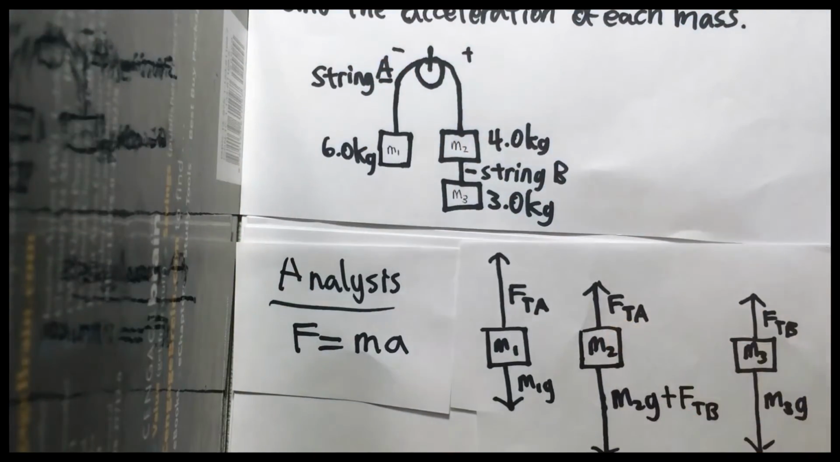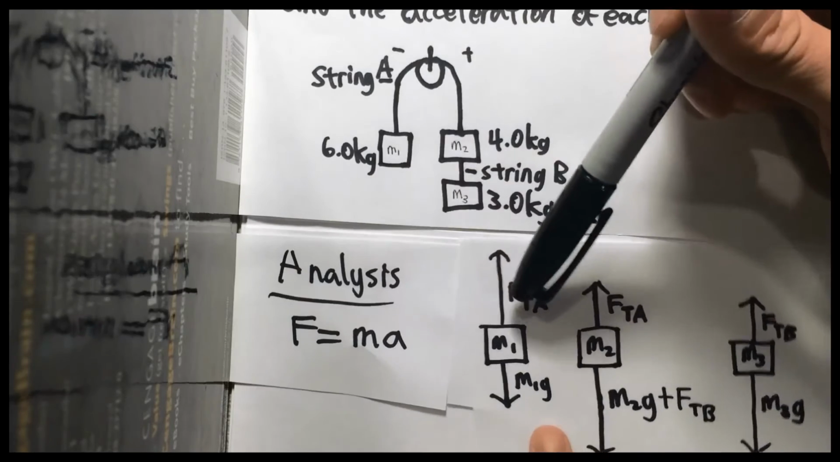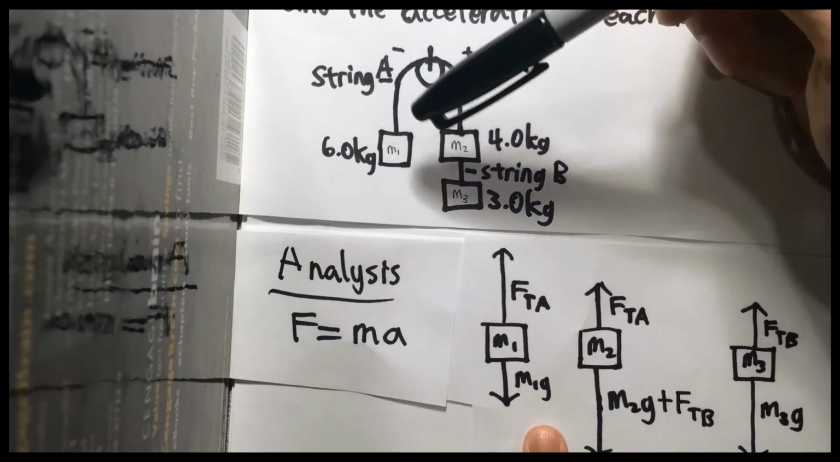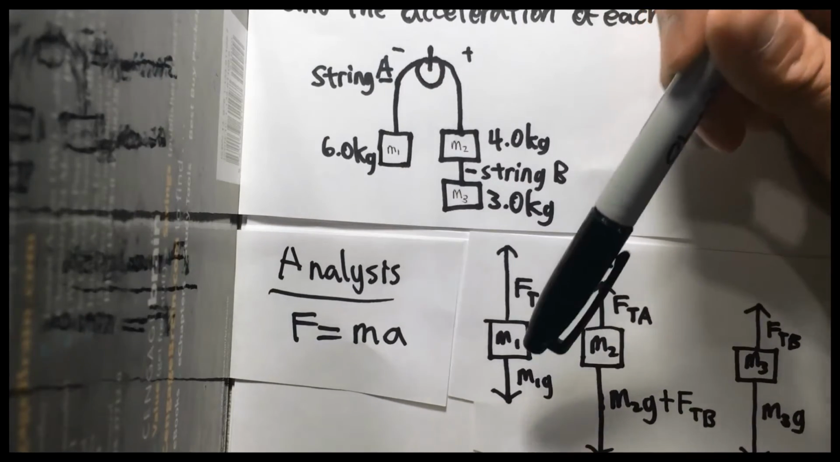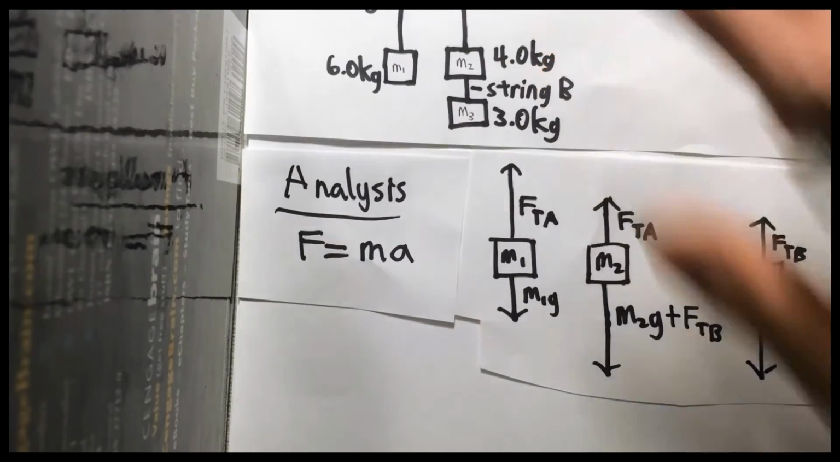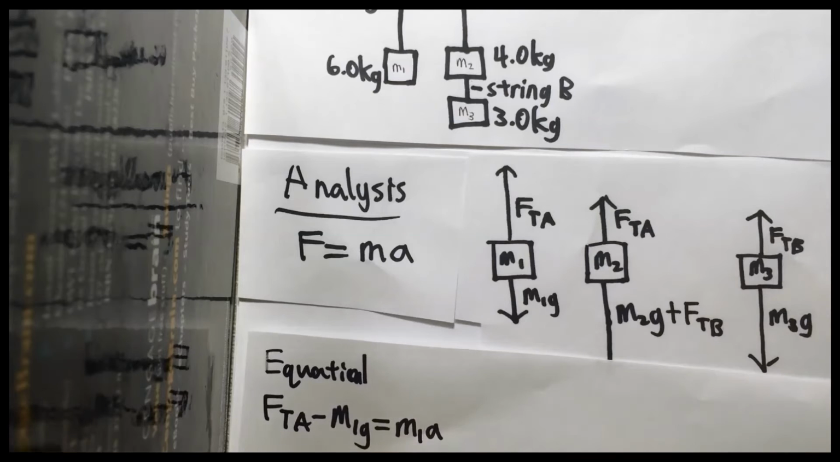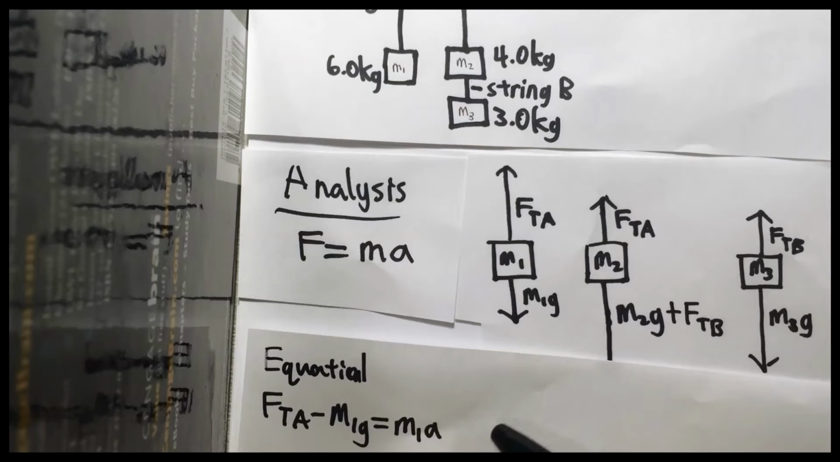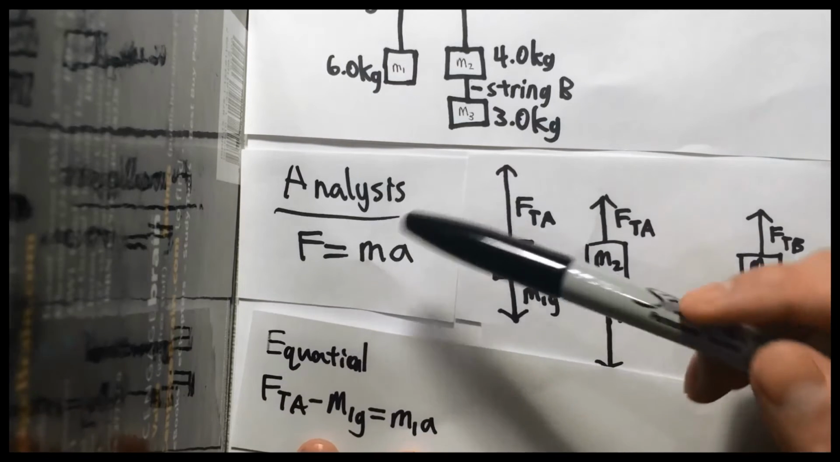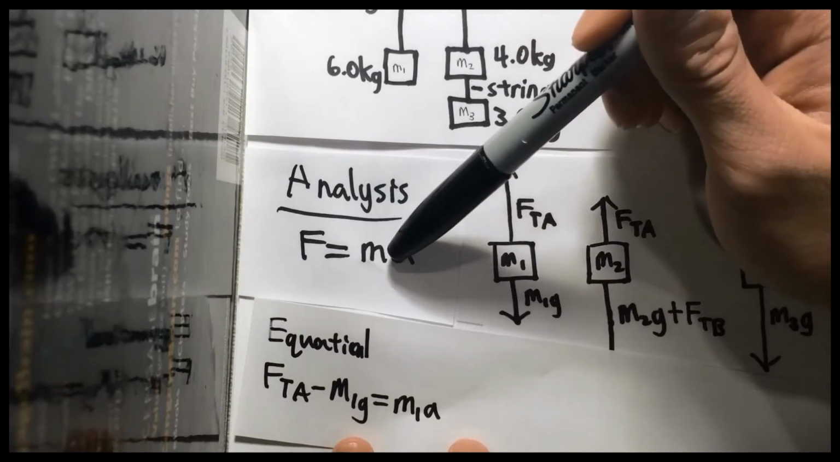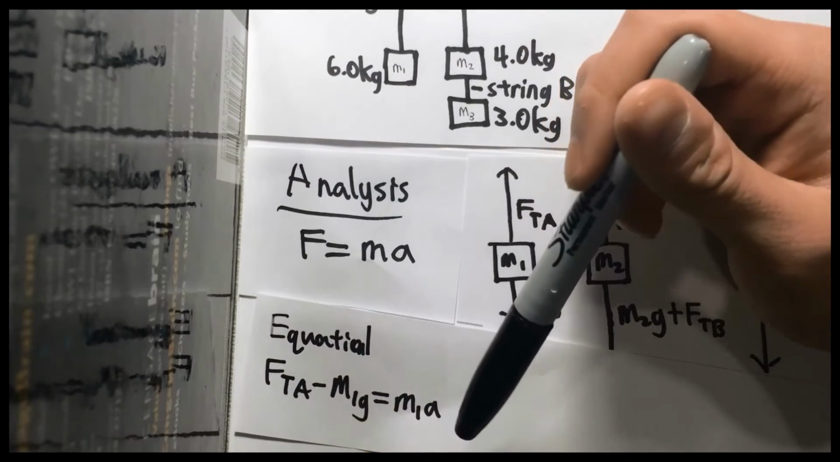And so that means for mass 1, FTA, which pulls it upwards, is going to be positive, while M1G, which pulls it downwards, is going to be negative. And right here we have our equation 1. FTA minus M1G equals M1A. And that is following this because ma is on the right side and we have M1A.